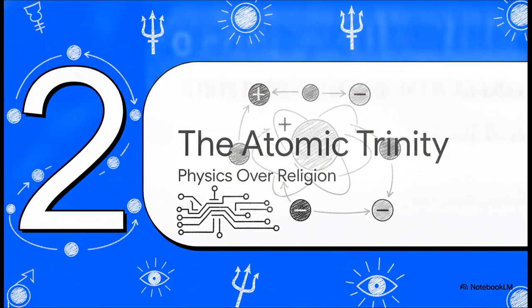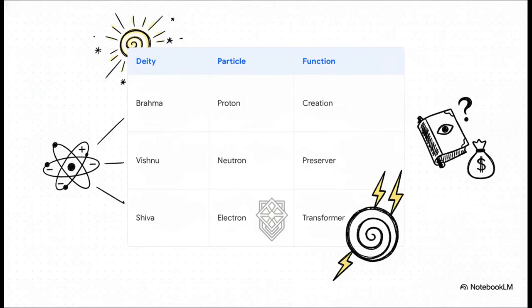Moving right along to our second concept, decoding the atomic trinity, where physics takes precedence over religion. Now this part takes us down to the subatomic level, and it's definitely controversial. Nayak's research maps the traditional Hindu trinity, Brahma, Vishnu, and Shiva, directly to atomic physics. Brahma the creator lines up with the proton, the positive charge driving creation from the nucleus. Vishnu the preserver is the neutron, the neutral force maintaining structural balance. And Shiva the destroyer? That's the electron, the negatively charged, constantly moving energy that drives transformation.